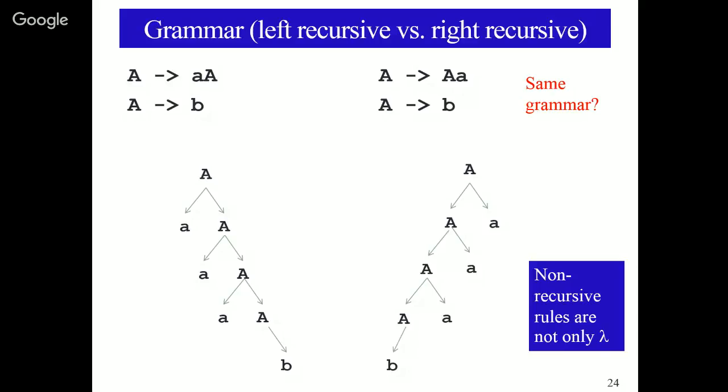So it's not the same grammar. If you say, oh, I'm just going to switch the recursion, make it right recursive instead of left recursive, it's not the same grammar here. B is the very first token in one, and in another one, B is the very last token. So you can't just flip the recursion.